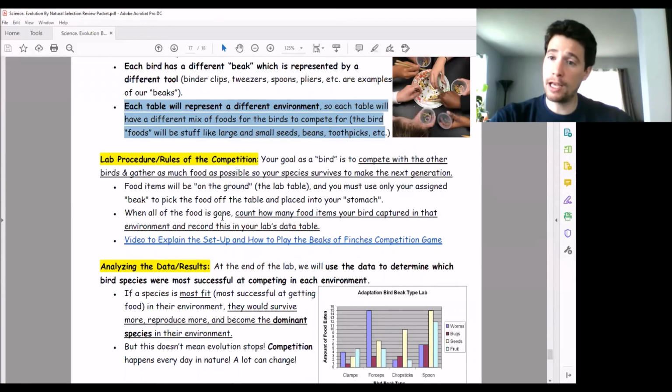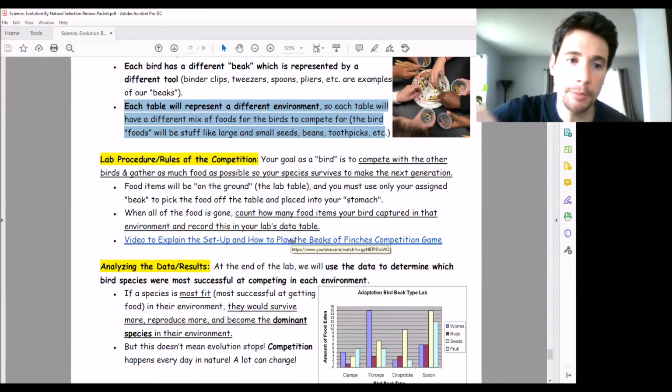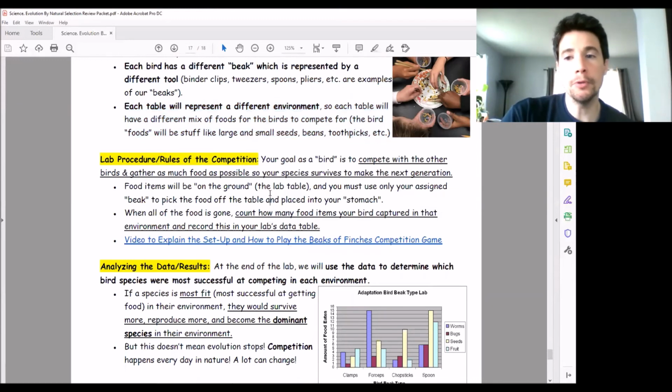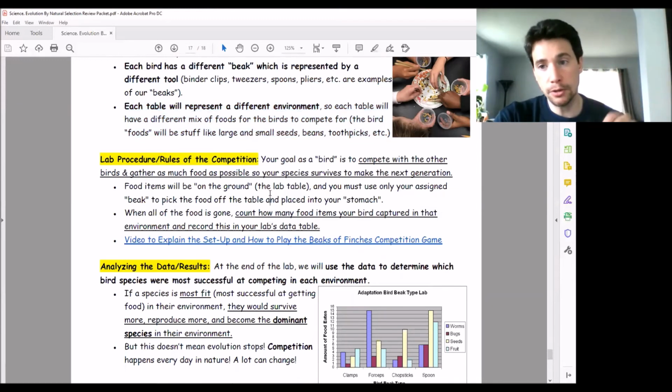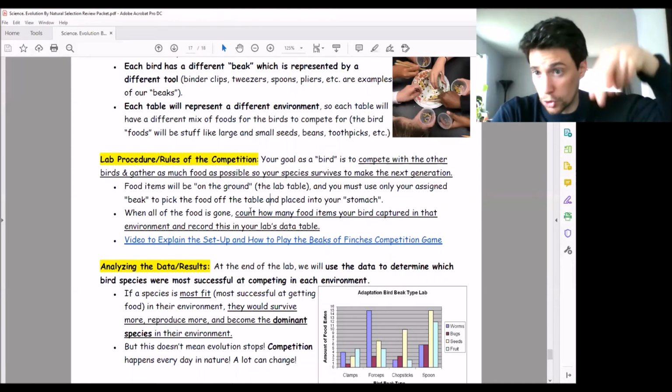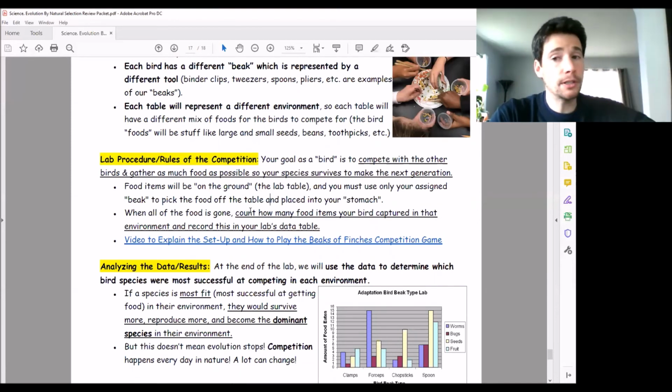And so some islands are going to have more seeds, and other environments, maybe they'll have more worms, bugs, whatever I've set up around the tables. And so your goal is to compete with the other birds. You're going to use your little tool as your beak, and it's the only thing that you can use to get your food. And once the food runs out, we're going to gather the data.